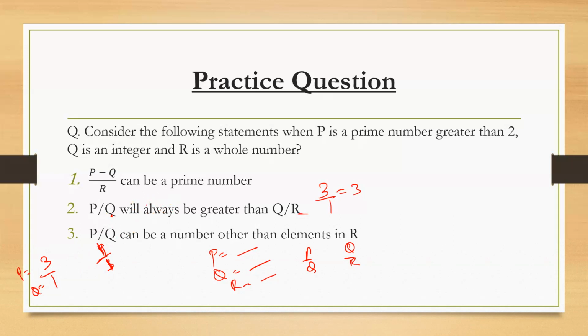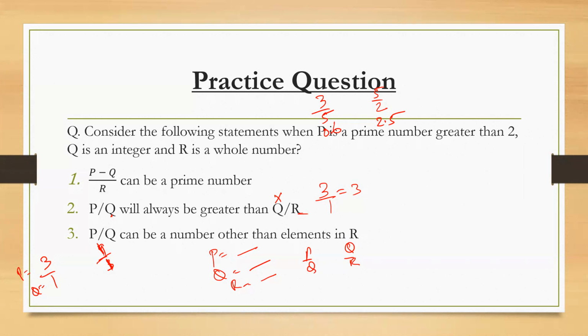Okay, so Vicky is saying, okay, fine. 3 by 5 and 5 by 2. Okay, so 3 is a prime number greater than 2. Q, 5 is an integer. R is a whole number. ठीक है, इसमें problem नहीं है. Okay. So this is 2.5. So definitely here you have a number where the second part, that is Q by R, is greater than P by Q. So here he has used legitimate values that he can use to negate this statement. Fine. So no problem here then. Okay. I hope this is clear, everyone.